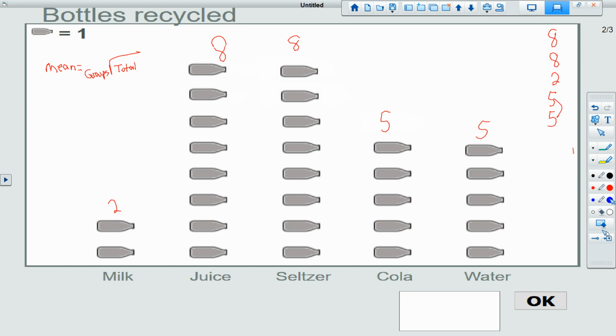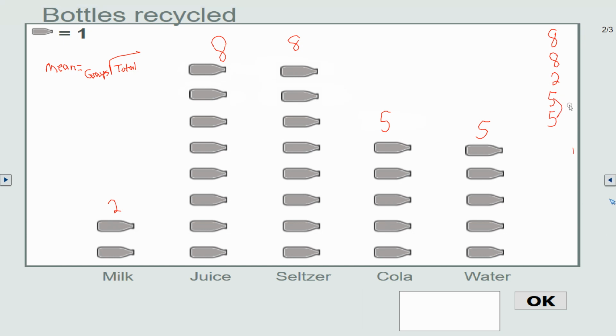Again, I like to do things where it makes a 10. So 5 and 5 makes a 10. 8 and 2 makes a 10. And I have 8. 10 and 10 is 20 plus 8. It's going to be 28.